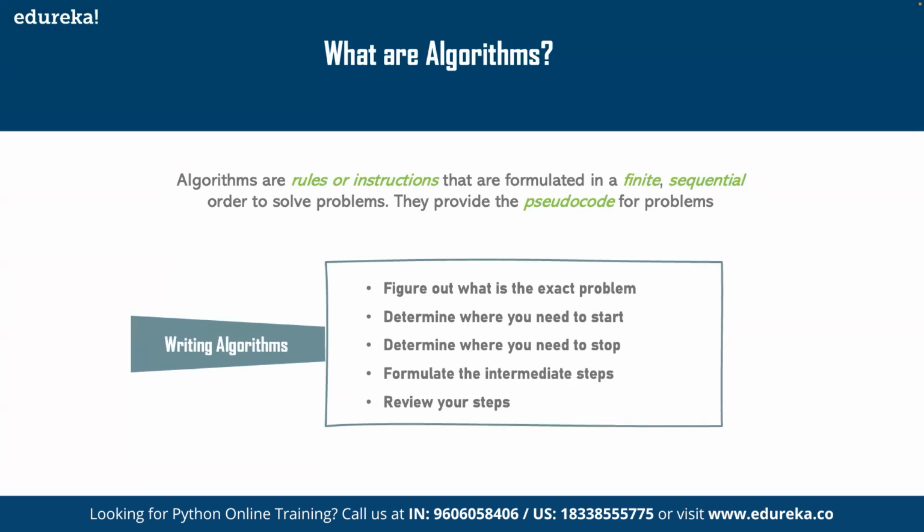So if I'm interested in writing any algorithm, these are the common steps that we generally follow. First we start by figuring out what exactly the problem is. Then we decide where exactly we have to start. Once that is done, we go ahead and determine where exactly we need to stop. So we need to understand how we come to know that we have actually reached the required solution. Then we formulate the intermediate steps, and finally we review the steps. So this is what we mean by an algorithm in general.